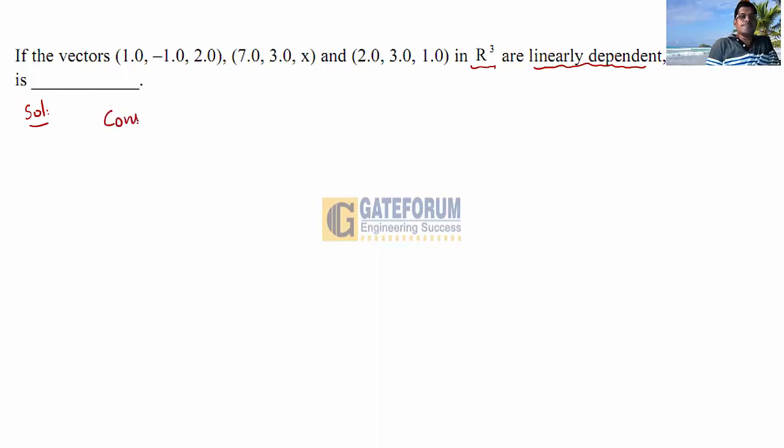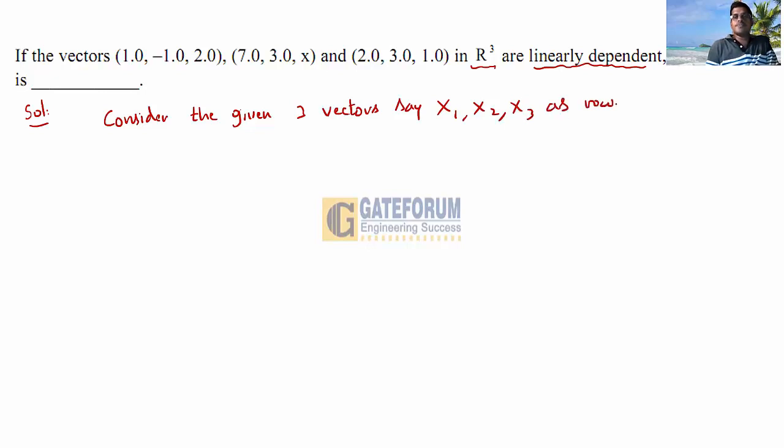Consider the given 3 vectors, say X1, X2, X3, as rows in a matrix A.